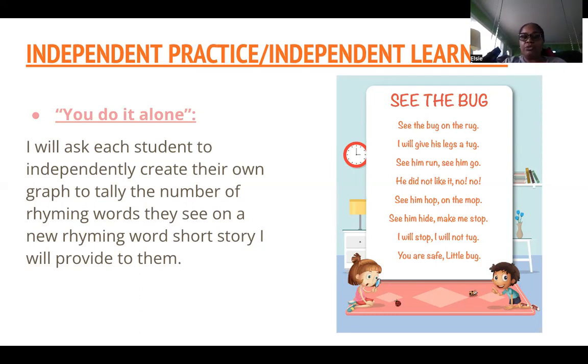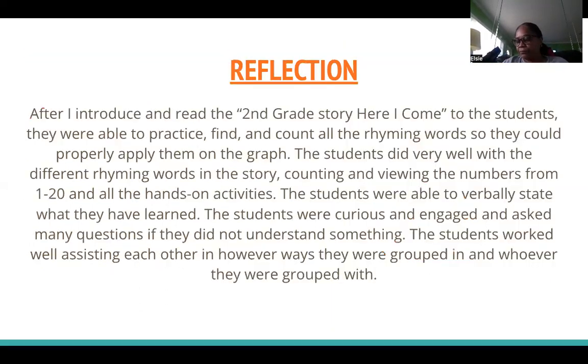So what you're gonna do, you're gonna write the rhyming words together, and then you're gonna put the tally, the number tally, and then the total number of rhyming words that you find. And that's it, student. I hope you are able to understand everything that we did together. If you don't understand, I'm always here for you.